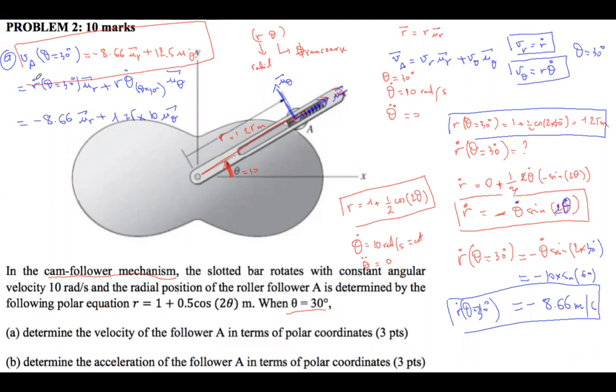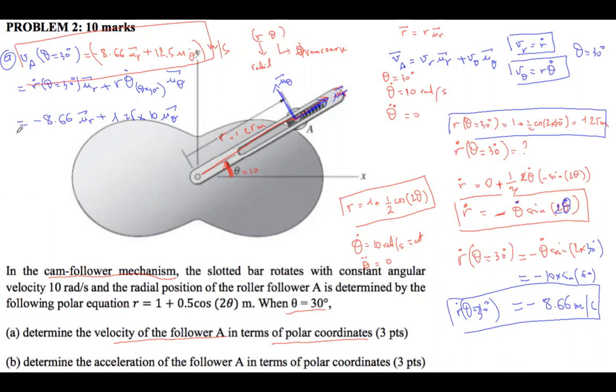Is it clear? Great. So that's the velocity. And of course, you put the units. Don't forget the units, meters per second. That's the velocity of the follower A in terms of polar coordinates. You do this, you have 3 points. Now the question is, find the acceleration of A in terms of polar coordinates.